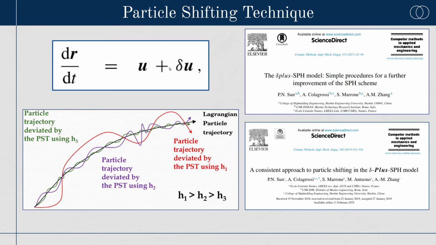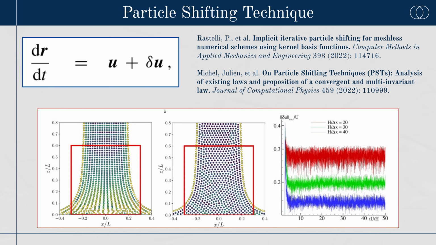It was already clear at that time that, in order to ensure consistency, the shifting velocity added to the particle advection must decrease in magnitude as the spatial resolution of the particles is increased. Further proof of this aspect was provided about 4 years ago by other colleagues. In this slide, you can see, for example, how the particle shifting technique is able to rearrange the particle distribution in the case of an impinging water jet against a solid surface. The plot on the right shows how the magnitude of the shifting velocity decreases as the spatial resolution is increased.